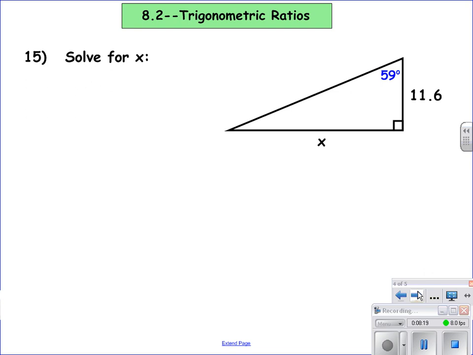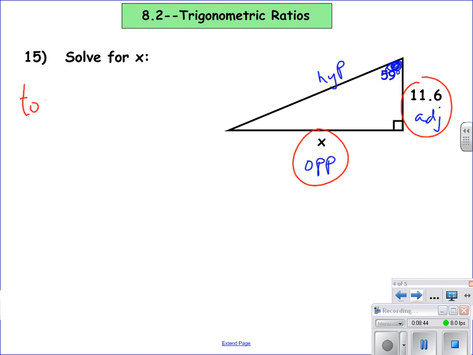One more of these, solve for x, solve for an unknown side. Mark my reference angle, mark my sides. You've been doing this for 2 days now, hopefully, so this is good. This is opposite. This is adjacent. This is hypotenuse. And let's see. What do I have? What do I want? Opposite and adjacent. That's TOA. Tangent is opposite over adjacent.